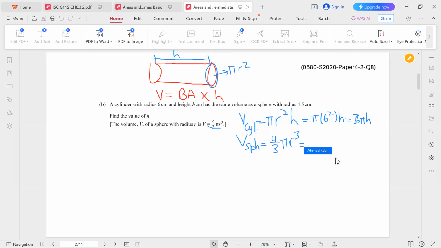Now, for the volume of the sphere, we have 4/3, and we have pi, and we have r to the power 3, which is 4.5 to the power 3. And like I did with the cylinder, I'm just going to ignore the pi for now. Let's write it at the right here. And then let's multiply these two together. So 4.5 to the power 3 on the calculator is equal to a number, 91 point whatever. And then you multiply this number by 4/3, and you get 121.5 pi.